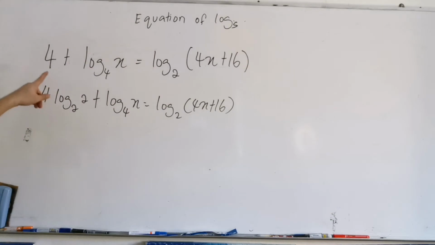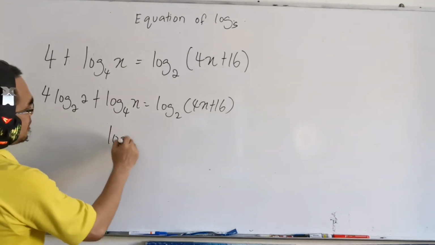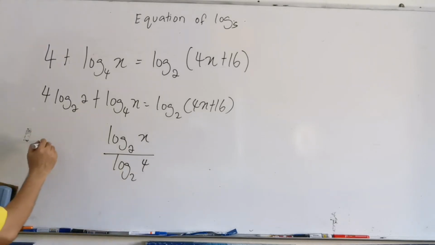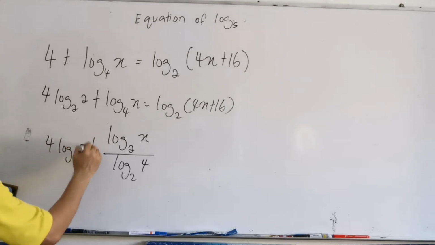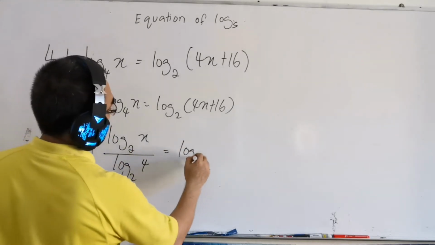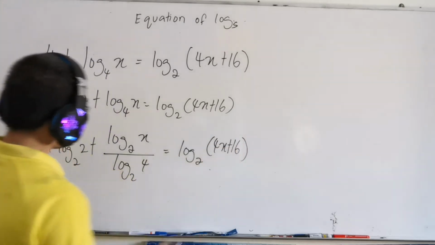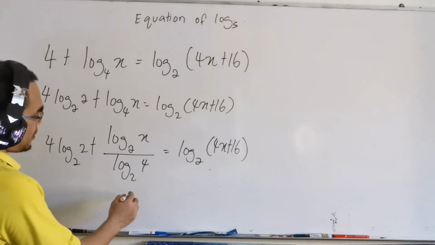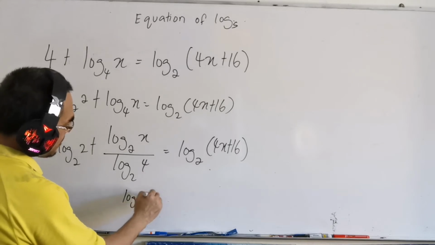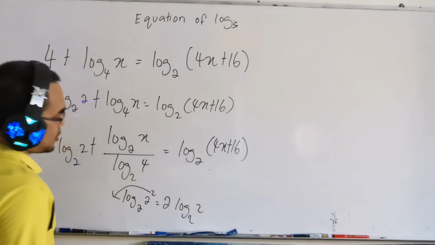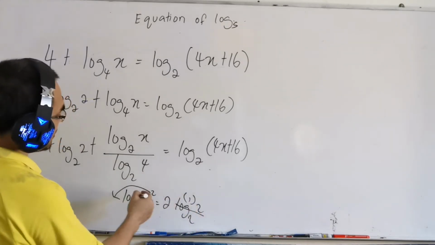Why did I not substitute with log 4? Because I intend to change log 4 to log 2. So log 4 to log 2 becomes log 2x over log 2 4. And here it is still 4 log 2 2 plus, and there is no change here, log 2 4x plus 16. Then we can find the value of log 2 4. What is it? Log 2 4 can be written as log 2, 4 is 2 to the power of 2, and that power 2 goes in front, so it becomes 2 log 2 2. The value of log 2 2 is 1, so the value is 2.